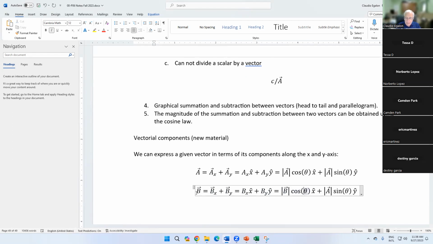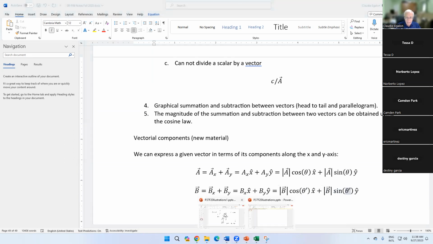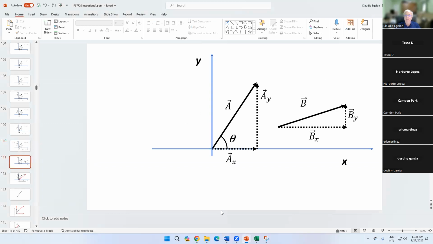And now it's not going to be theta. Let's say it's going to be theta prime, a different angle. And that's exactly what I had in that PowerPoint. I have this vector B right in here, making a different angle with the x-axis. And I can sum those two vectors. Let's call this one the theta prime angle. I'm assuming that we know those angles.